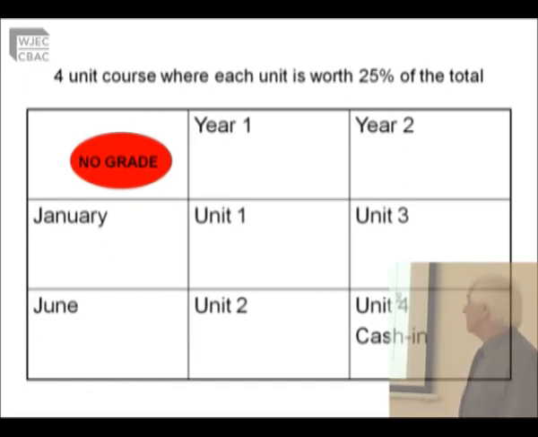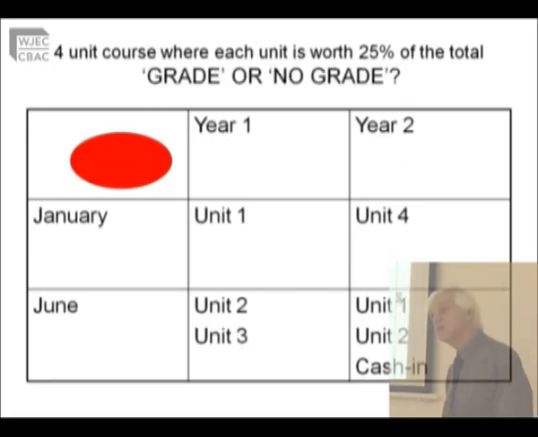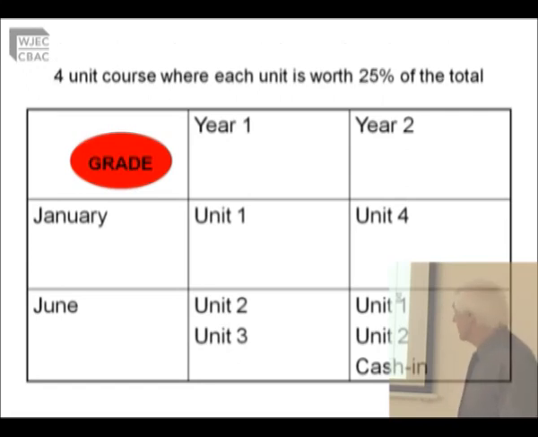4-unit setup again. That's what he's done. He's done Unit 1, 1st January, Unit 2 and Unit 3, 1st June, Unit 4 in January of Year 2, and he's asking for a cash-in in the 2nd year, June, and he's doing Units 1 and 2. Grade or no grade? Grade. Because he's satisfied the requirements, he's done all 4 units. Unit 1 and Unit 2 count between them to 50%, so he's satisfied the 40% requirement at the end.